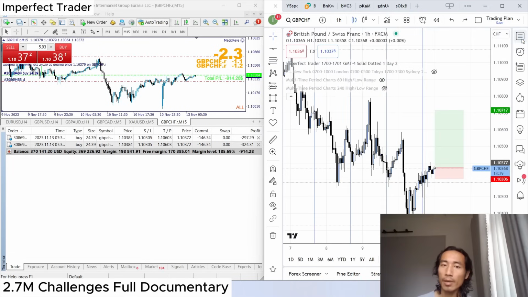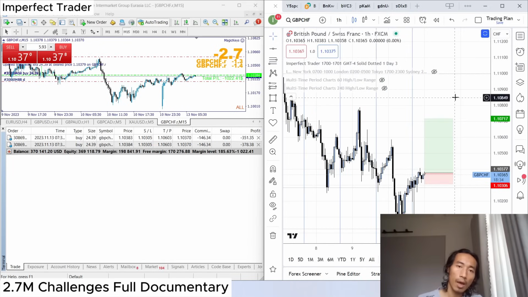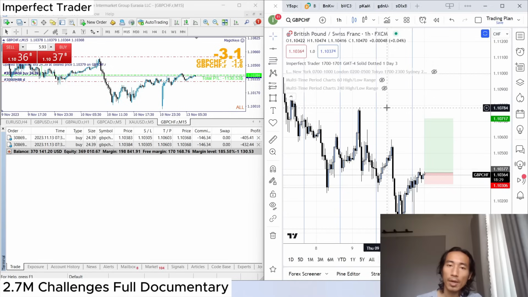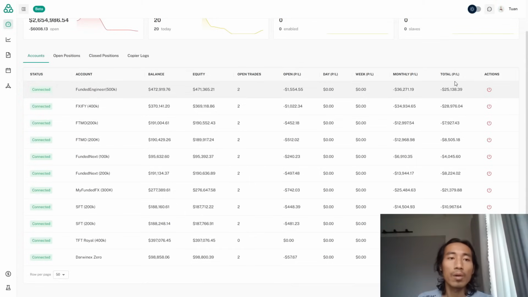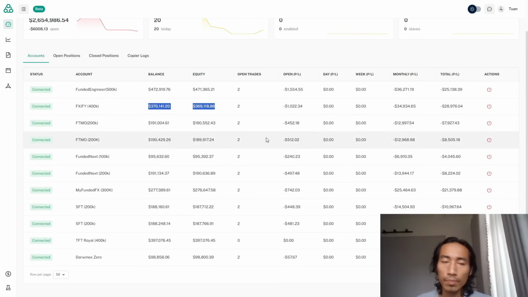So far, with everything going on, I have around 2.5% left on MXFI and probably around 3 to 4% on other platforms. And to be honest, that is a huge drawdown. On the engineer, I was down around 5%. On MXFI, I was down a little more than 7%.